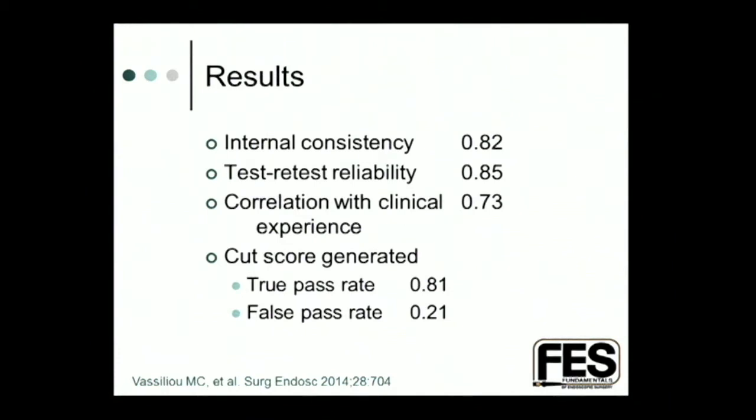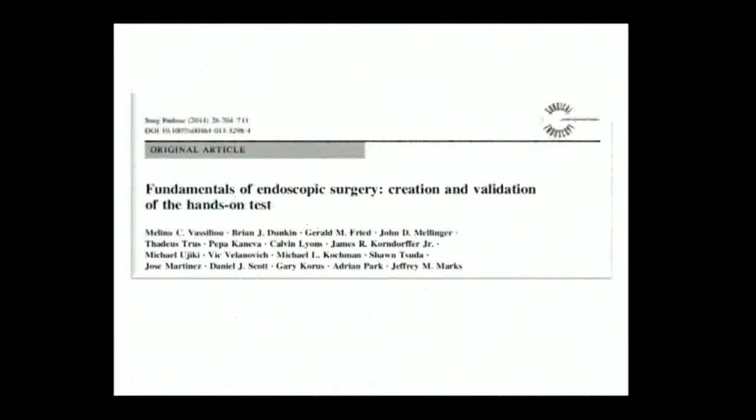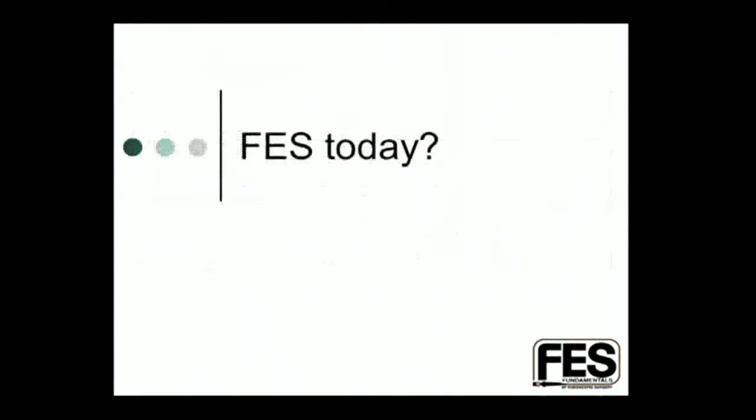The results were quite good after the second round of iterative development. So good internal consistency, retest reliability, even correlation with clinical experience. And from this data, we were able to generate cut scores, essentially the pass-fail score, that would ensure a true pass rate of 80%. If you want to review the details of this validity evidence, this article was published in the last couple of months in the Journal of our society here, with Dr. Vassiliou being the lead author.